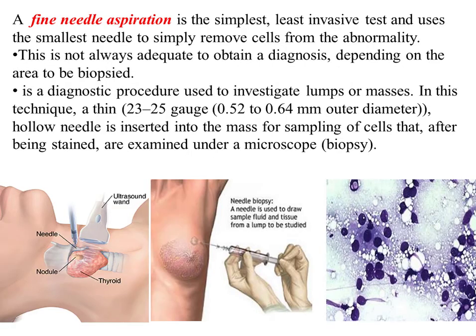Fine needle aspiration is the simplest, least invasive test and uses the smallest needles to simply remove cells from the abnormality. With a special syringe, we suck the fluid or fluid-like substance from the cyst or soft tissues, like in the thyroid glands or the breast, or maybe a pancreatic cyst is possible. So in the diagnostic procedure, we put the needle into the lump under the control of ultrasound.